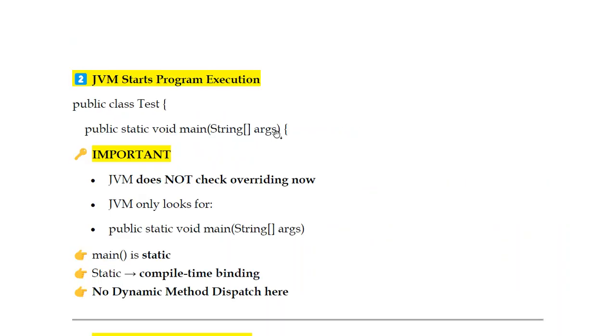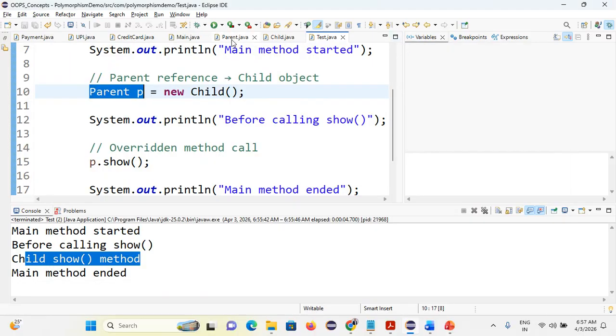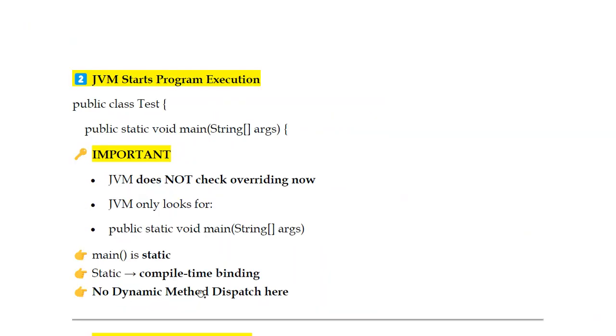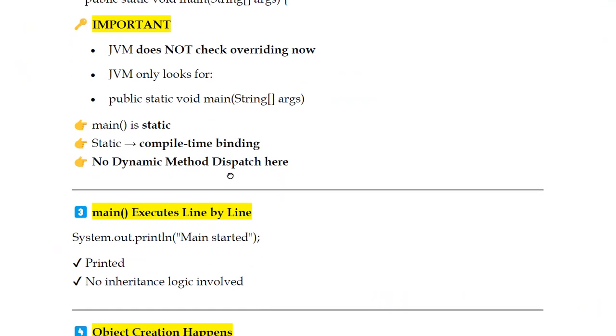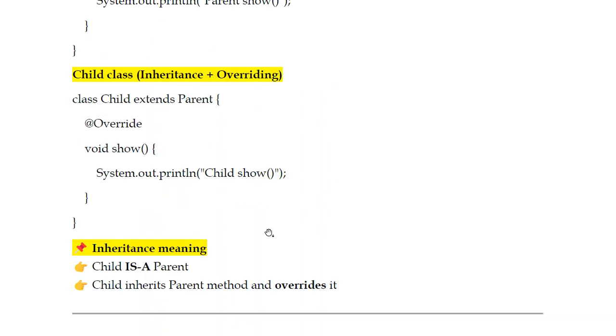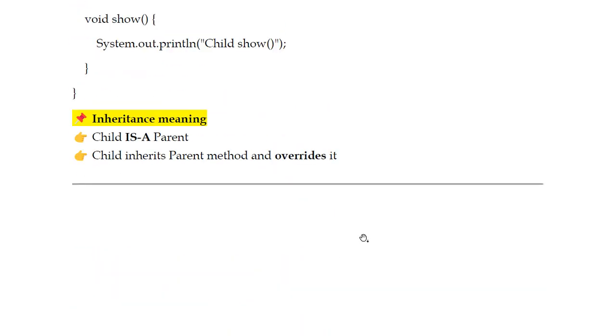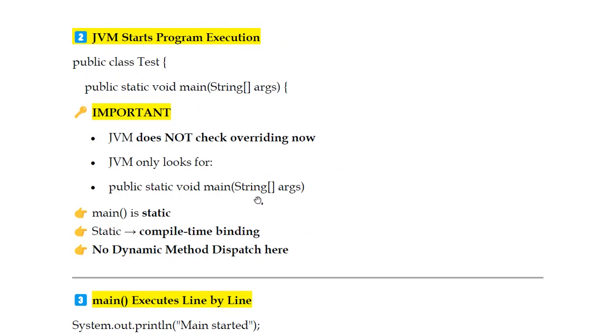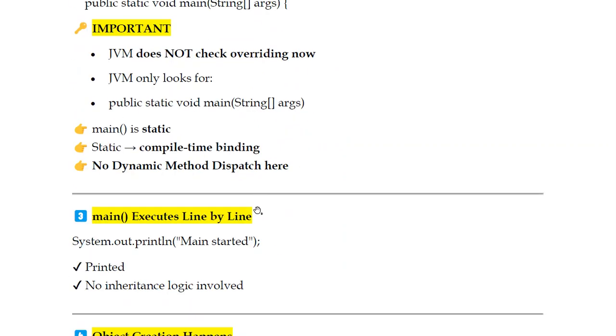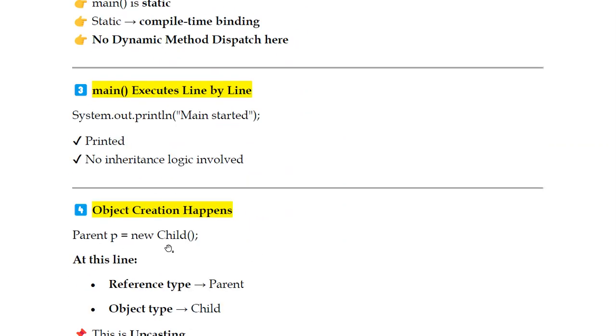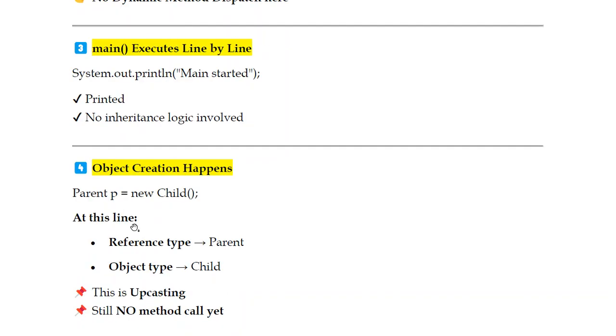Whether the reference type is present or not, and after that whether the method signature is present or not. This is what it will check. So static compile time, no dynamic method dispatch so far here. Okay, now what will happen during runtime execution, that is during object creation at runtime? Parent p equal to new Child. So the reference type is the parent, the object type is the child.